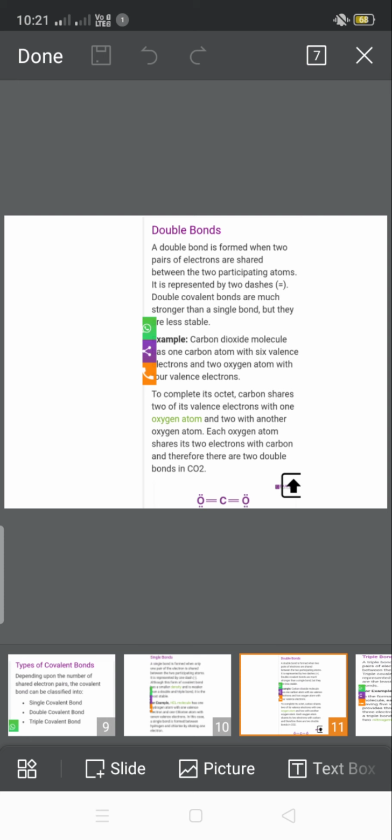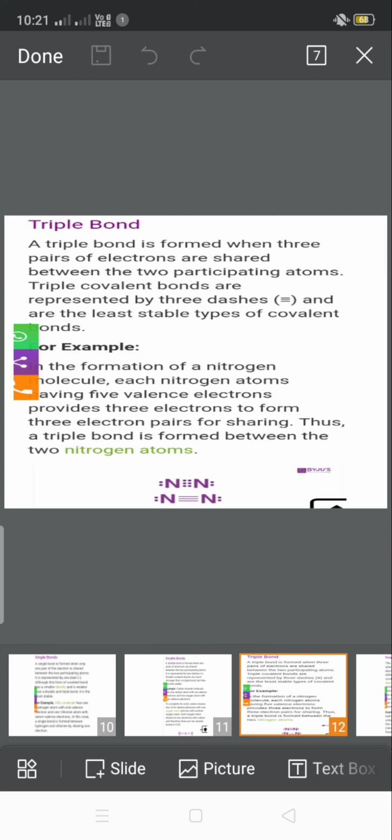Triple bond. A triple bond is formed when three pairs of electrons are shared between the two participating atoms. Triple covalent bonds are represented by three dashes. For example, in the formation of nitrogen molecule, each nitrogen atom has 5 valence electrons and provides 3 electrons to form 3 electron pairs of sharing. Thus the triple bond is formed between the two nitrogen atoms.